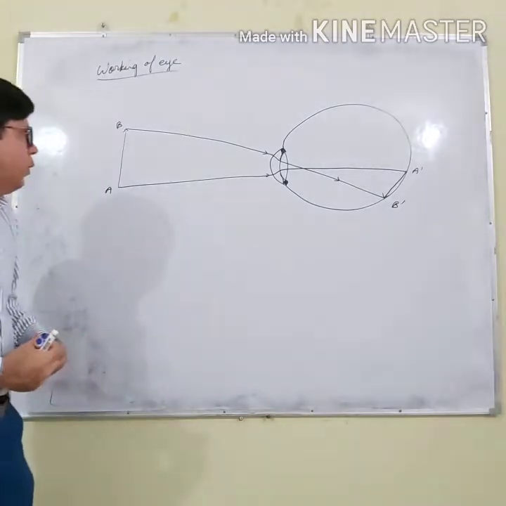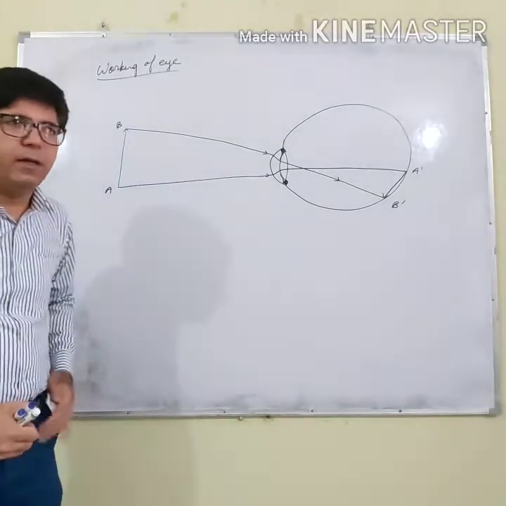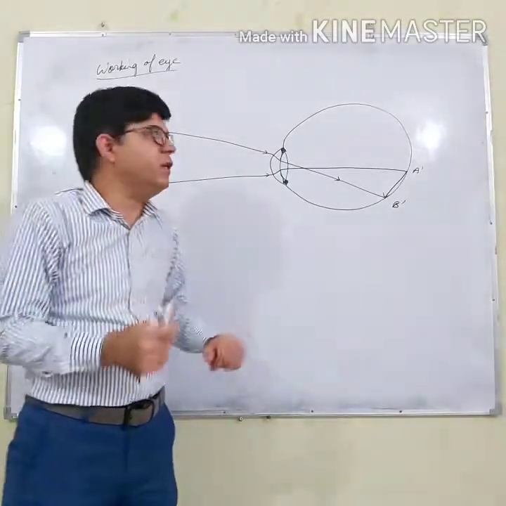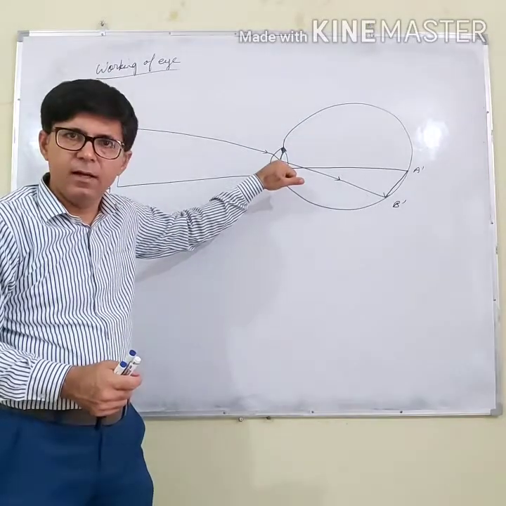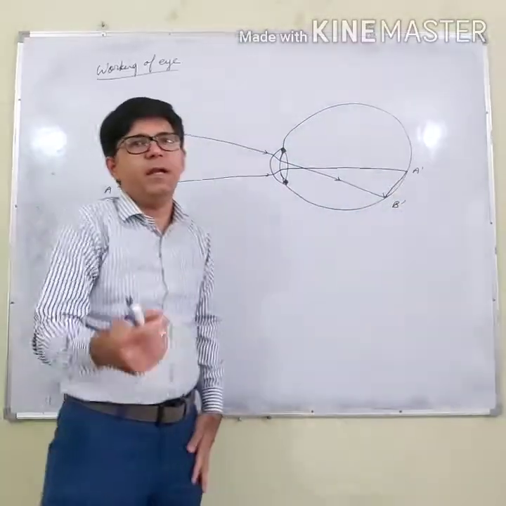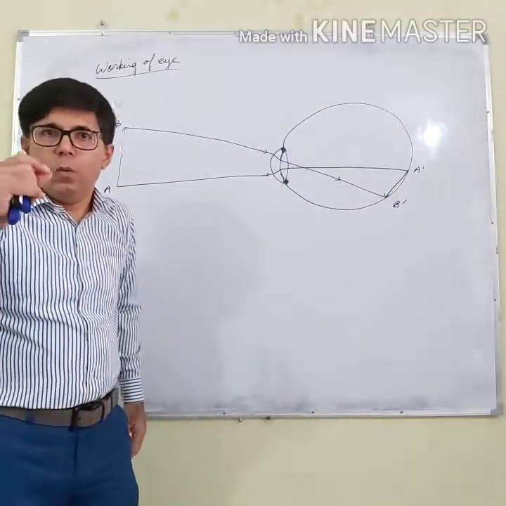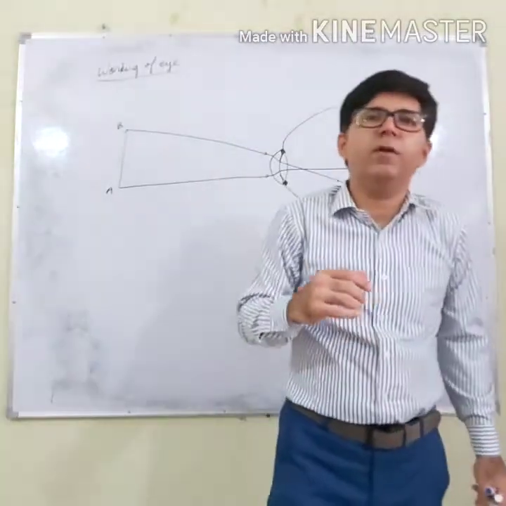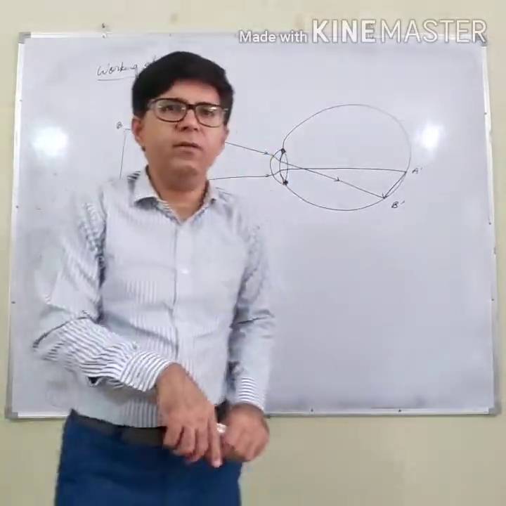So what I told is that if an object is before the eye, light from the object enters the eye. First refraction from the cornea takes place, and after that light enters the eye lens, and a real and inverted image is formed on the retina. But when we see an object, we see its erect image. For example, when you see your friends, you see their erect image. Their inverted image is not seen by you.